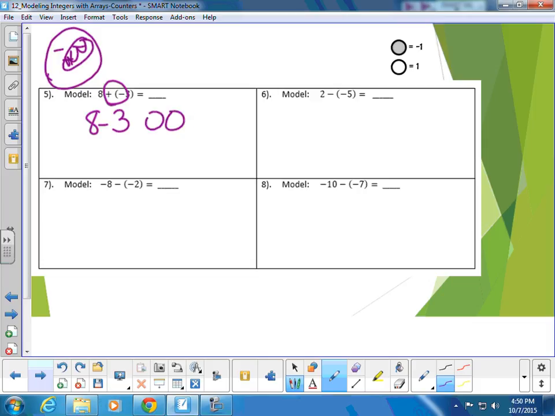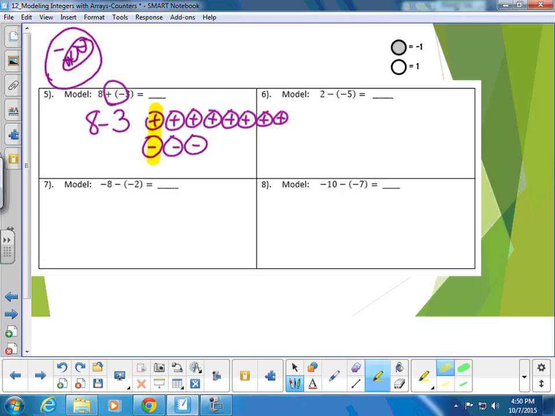Let's draw my 8 positives. My 3 negatives. I identify my zero pairs. I have 3 zero pairs, and that leaves me with 1, 2, 3, 4, 5 positives.